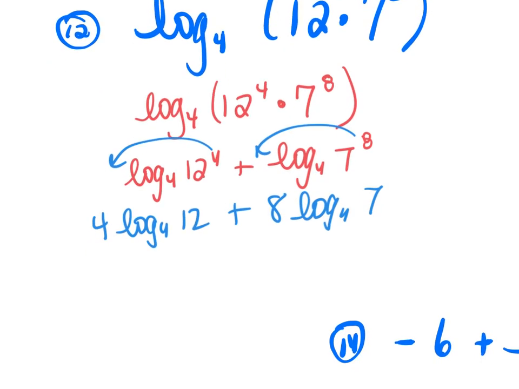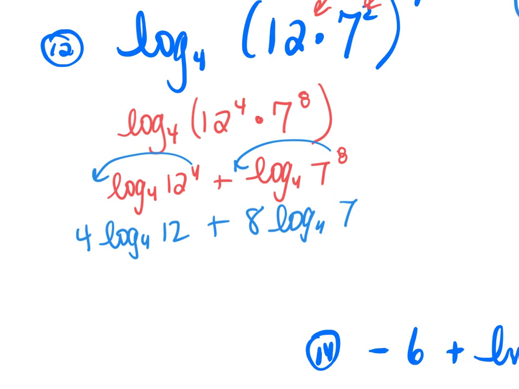Now, guys, common mistake right here. This 4 log 4 does not cancel out. If it was log 4 of 4 to a power, that's one thing. But all that's saying is just 4 times whatever log 4 of 12 is. So then you look and you say, okay, well, can I simplify this part? 4 to a certain power will give me 12? No. 4 to a certain power gives me 7? No. So you guys are good to go right here.